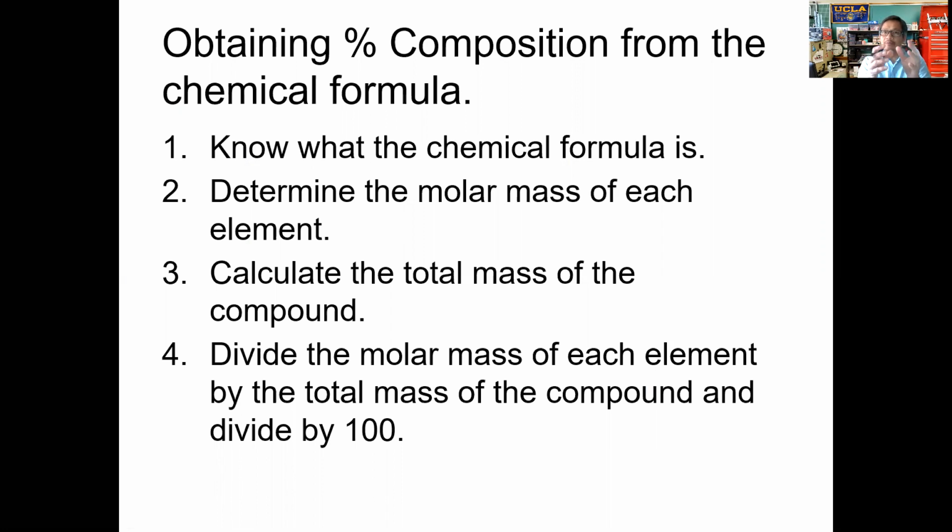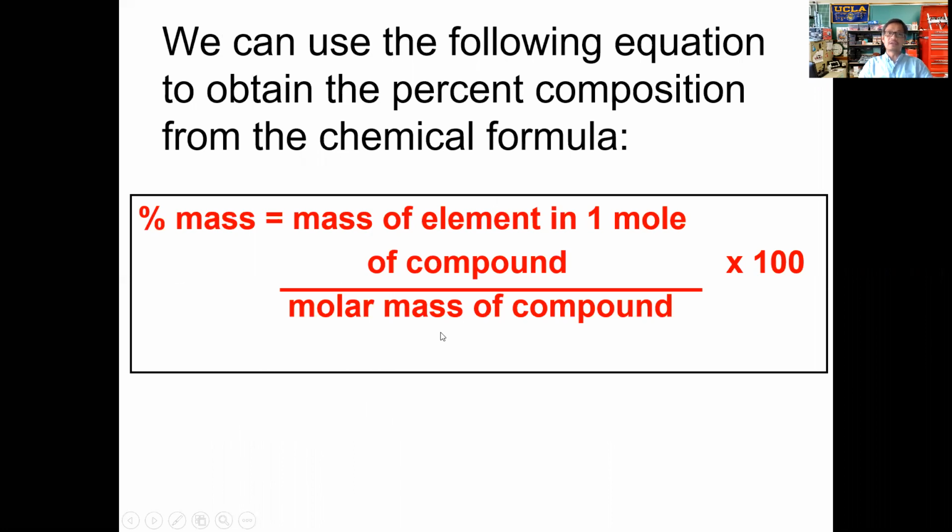We can find the molar mass of a particular element in the compound itself, which means we can still obtain the parts of the whole. And so we can still calculate the percent composition by using the mass of 1 mole of an element in that compound, which is the molar mass, over the molar mass of the total compound. So let's go ahead and write this out here.